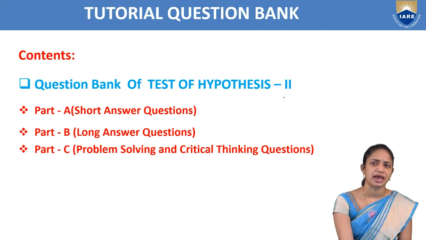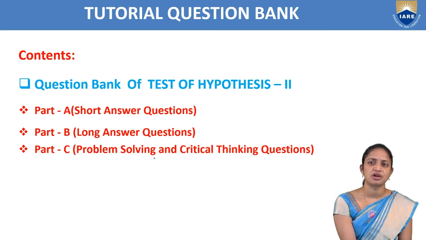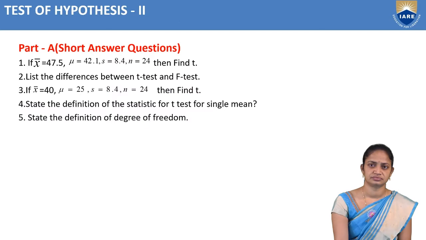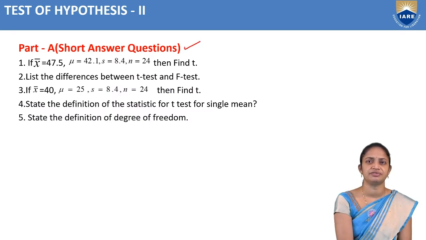In our question bank, we have three parts. The first one is Part A, which is short answer questions. The next one is Part B, which is long answer questions. And Part C is based on problem solving and critical thinking questions. First, we will discuss Part A, short answer questions.